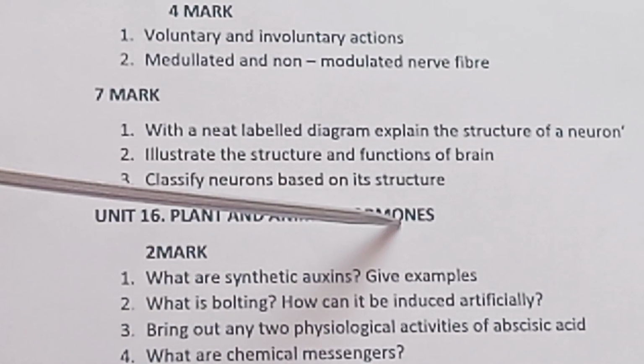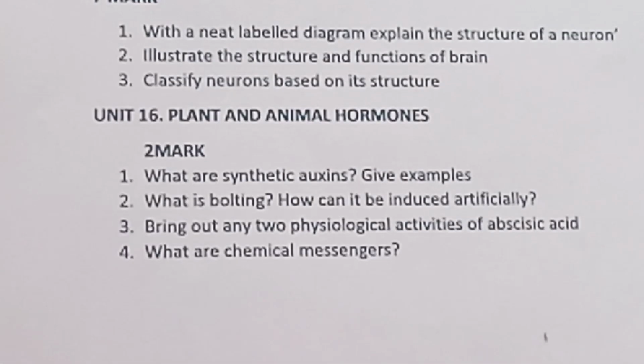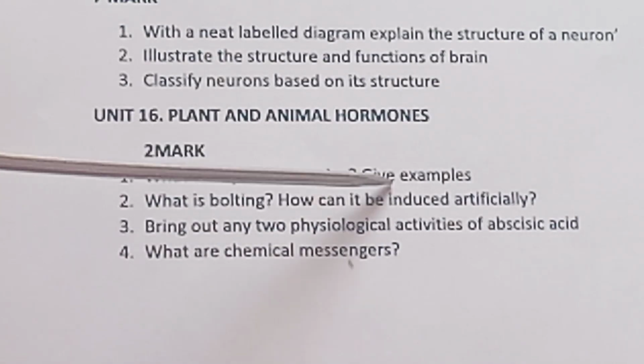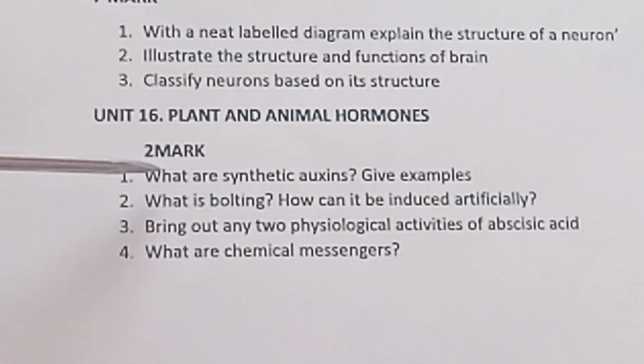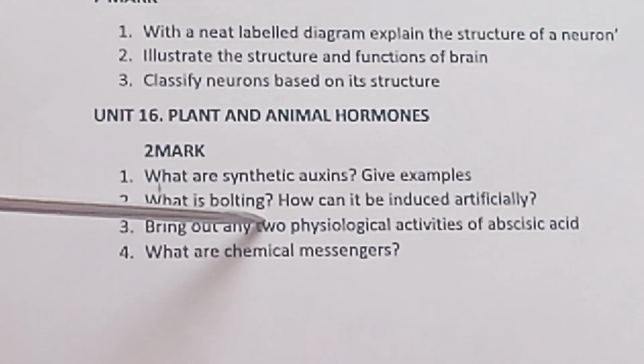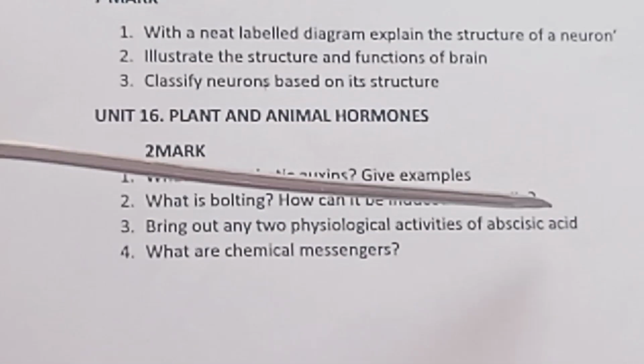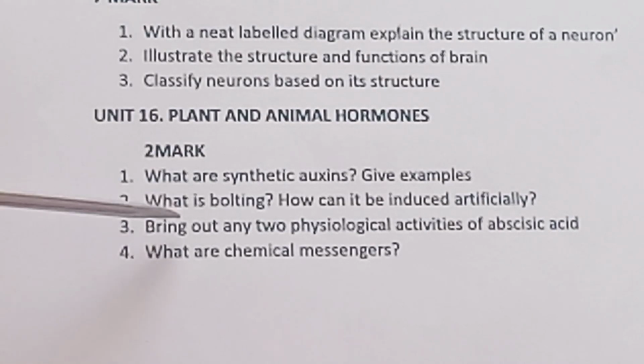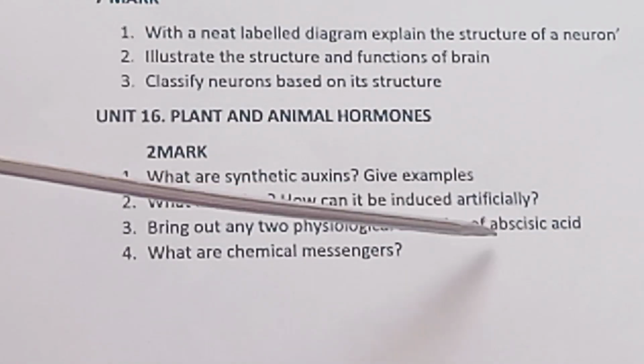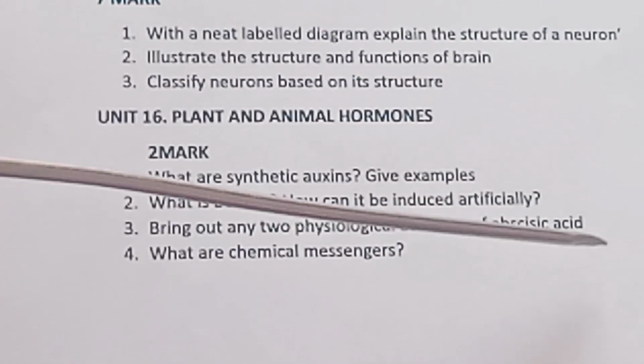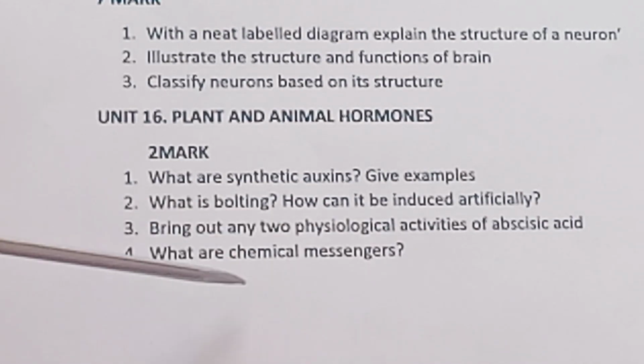Unit 16, plant and animal hormones. 2 marks. What are synthetic auxins? Give examples. Very important question. Second one, what is bolting? How can it be induced artificially? Any 2 physiological activities of acetic acid. What are chemical messengers? Important question.